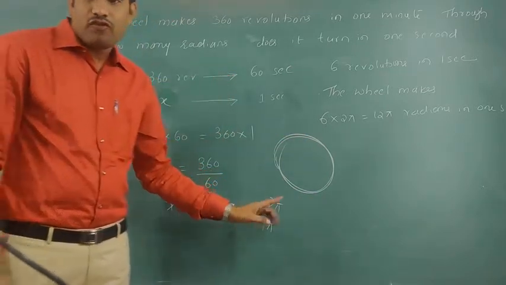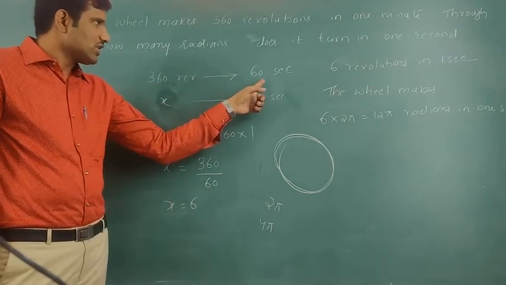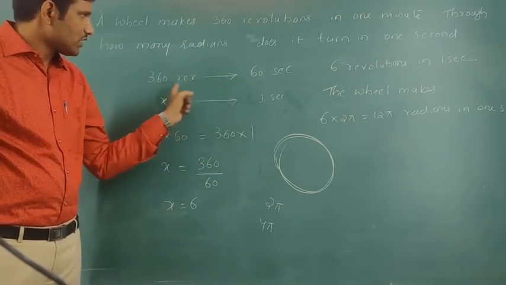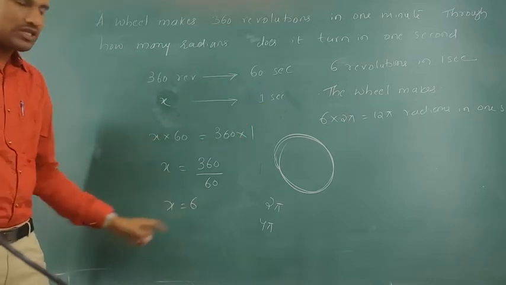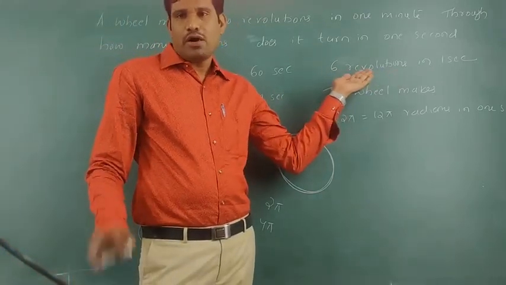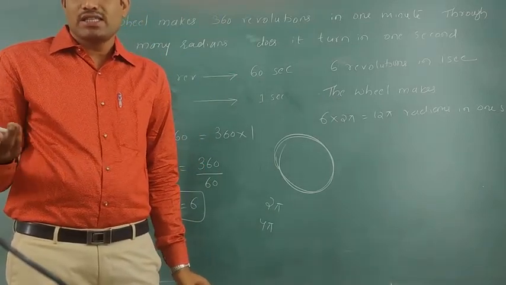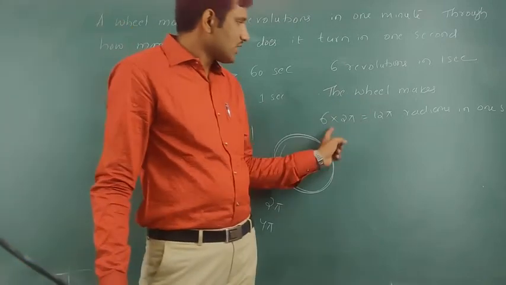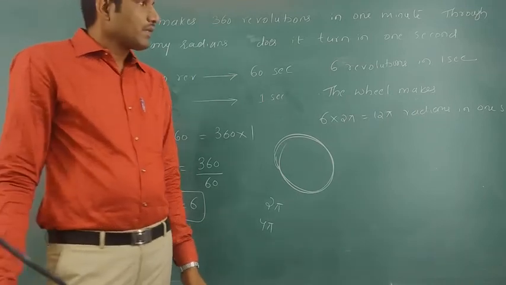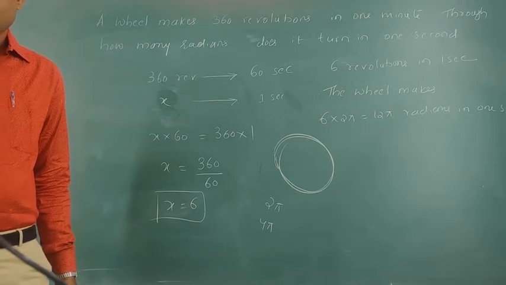In order to find this, first we have to find the number of revolutions in 1 second. 360 revolutions in 60 seconds, how many revolutions in 1 second? Take it as x. So x into 60 is equal to 360 into 1. What is x? 360 by 60, x is equal to 6. That is, the wheel makes 6 rotations in 1 second. So the wheel makes 6 into 2 pi, that is 12 pi radians in 1 second. Is it clear, students? Yes, sir.